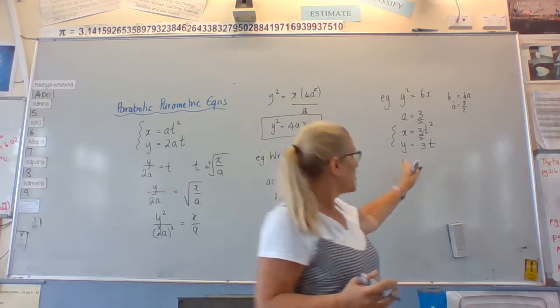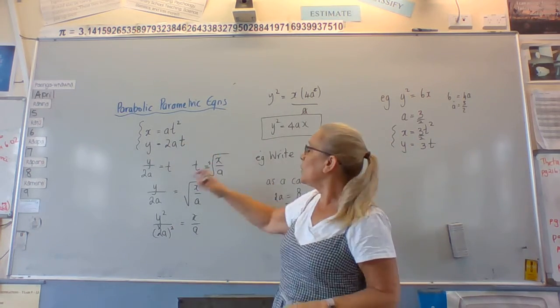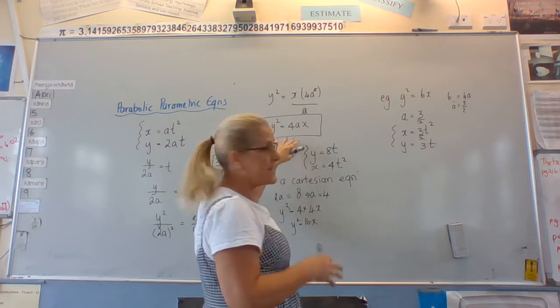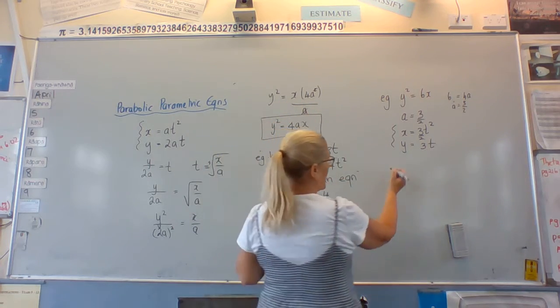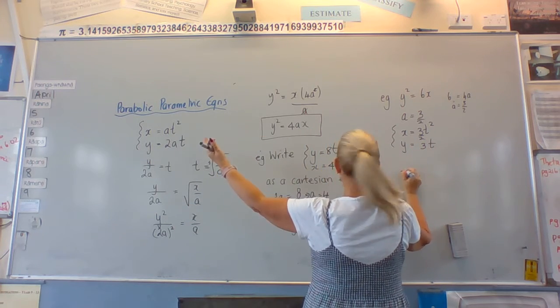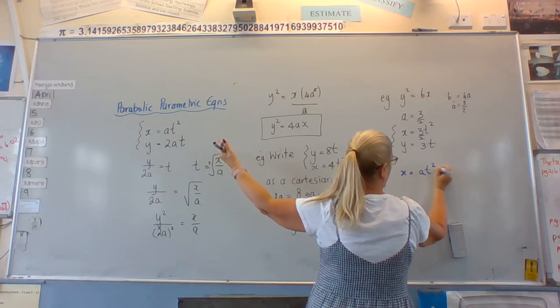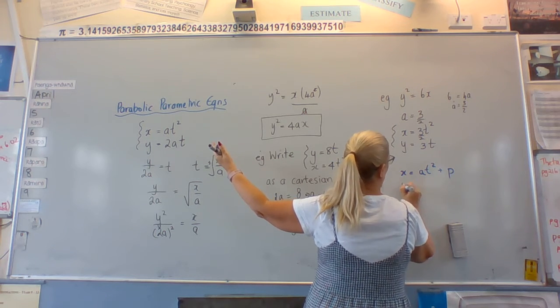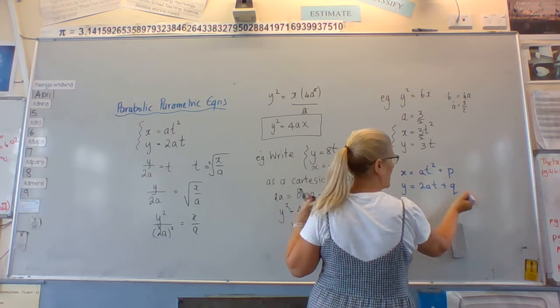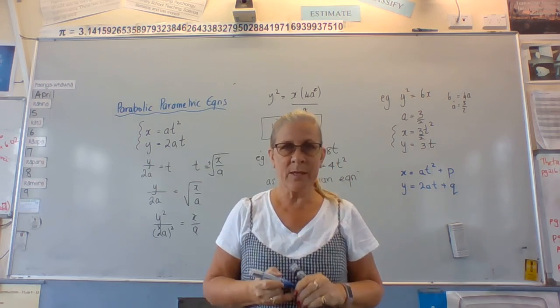Again, our movements of P and Q would be related to just adding. So if we were translating, we would have x equals at squared plus p, and y equals 2at plus q. Right, pretty simple.